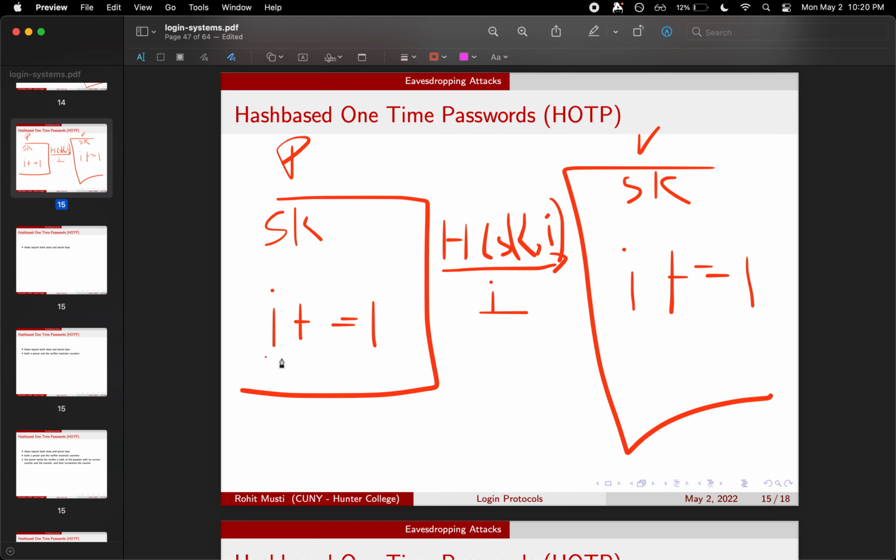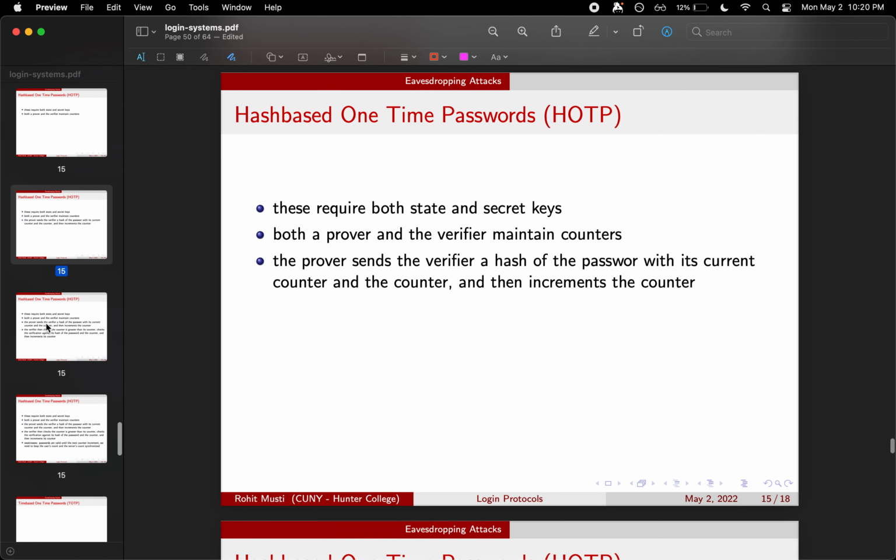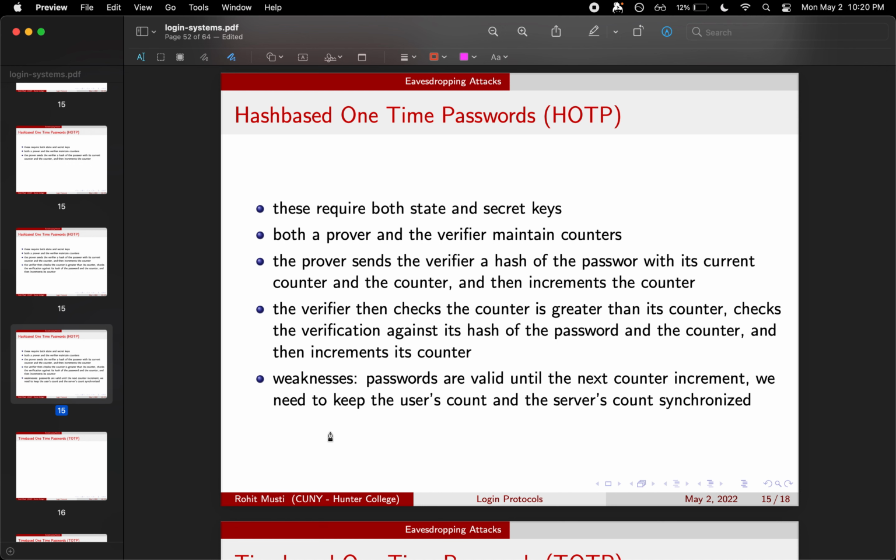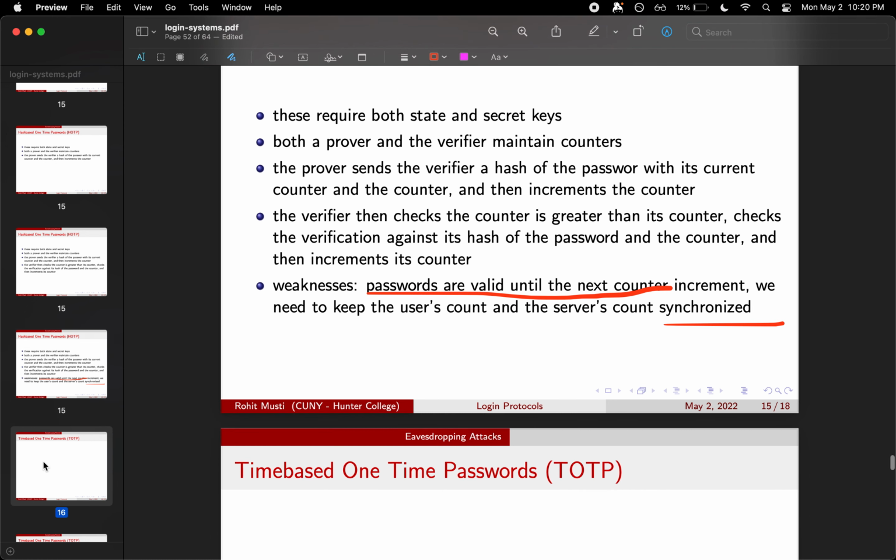There's your state right there and right there. And that's kind of hard to keep track of. So this is possible, and this works, but its weakness is this synchrony problem, and passwords are valid until you increment the counter. So you might be able to reuse a password maliciously somehow, which isn't good. So that's the problem with hash-based one-time pads.